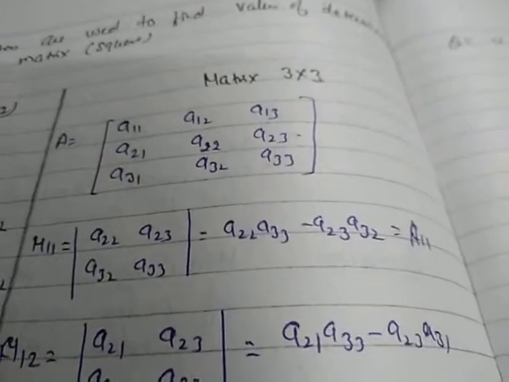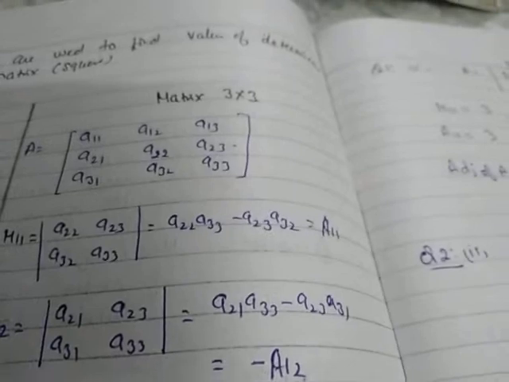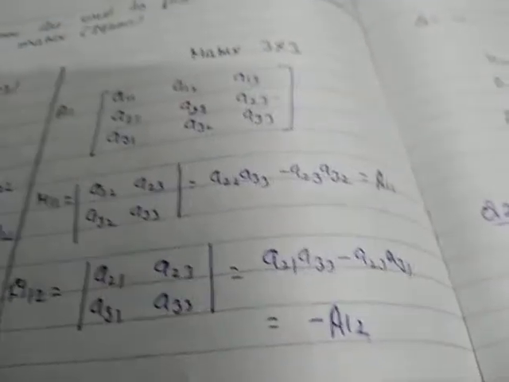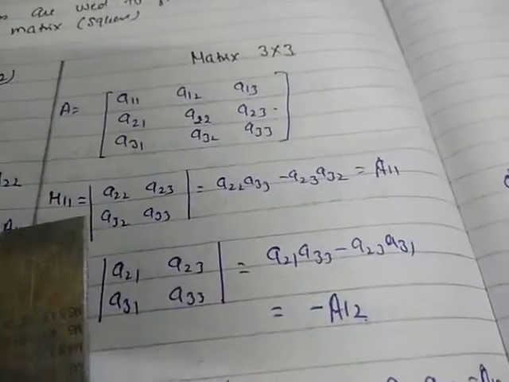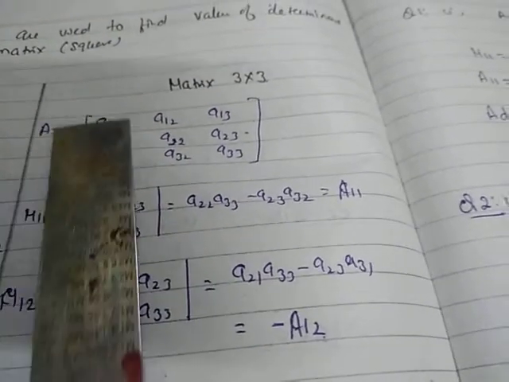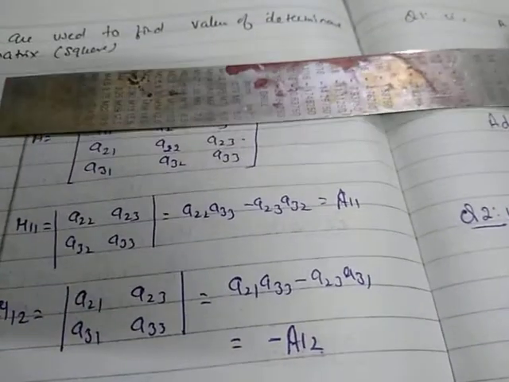Now I am going to explain minors, cofactors and adjoint of a 3 by 3 matrix. The same process that we have done for the 2 by 2 matrix, you have to apply here. Now this is your 3 by 3 matrix. So if we have to find out M11, then go to A11. Here A11 is hidden, vertical and horizontal.